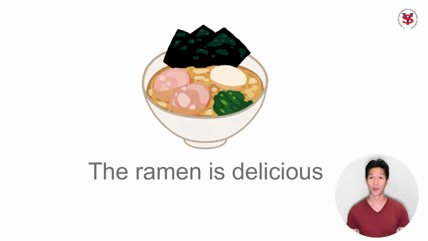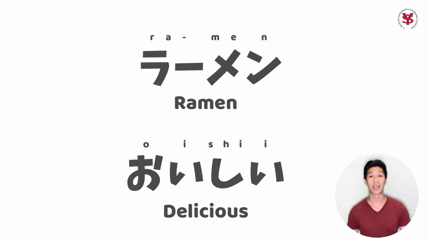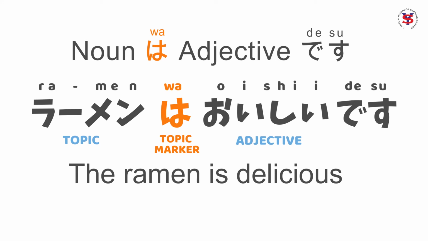Okay, so isa pang example. The ramen is delicious. Ang ramen in Japanese is ramen. So it's the same, pero nakasulat lang in Katakana. Delicious naman is oishii. Now, ano kaya ang sentence natin dito? Again, pause this video for 5 seconds and try to figure this out. Now, if you said ramen wa oishii desu, tama ang sagot ninyo. Galing ninyo. Okay, so yun ang ating noun wa, adjective desu sentence structure.